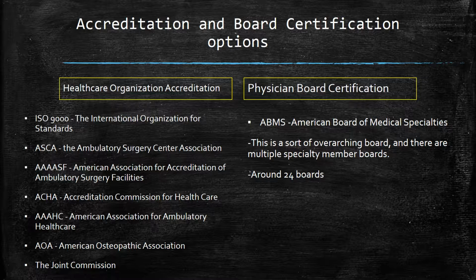Okay, so for board certification of physicians, there's the ABMS, the American Board of Medical Specialties, and this is an overarching board. So there are multiple specialty member boards, around 24 boards, for pretty much each specialty a physician can go into, and they would get certified from their specific board.